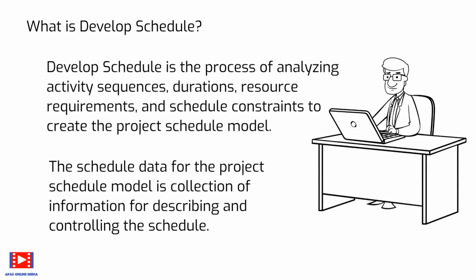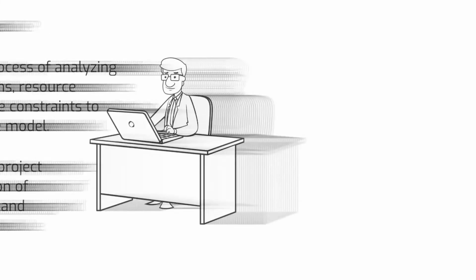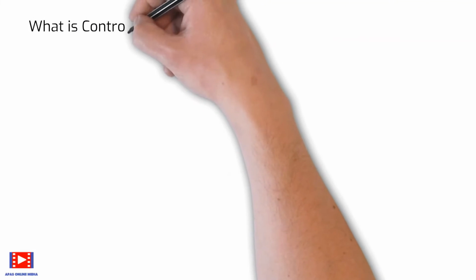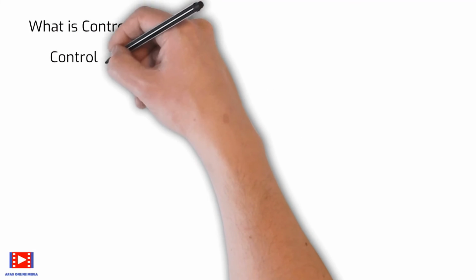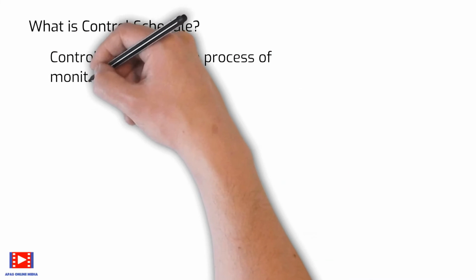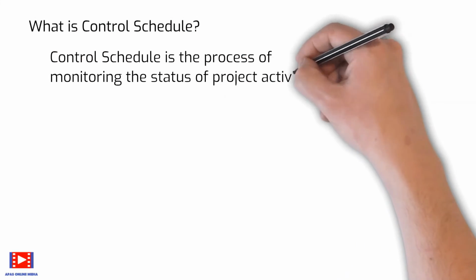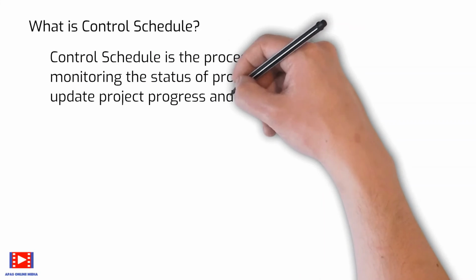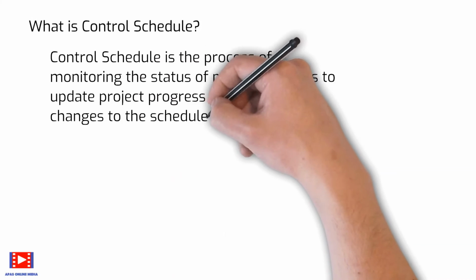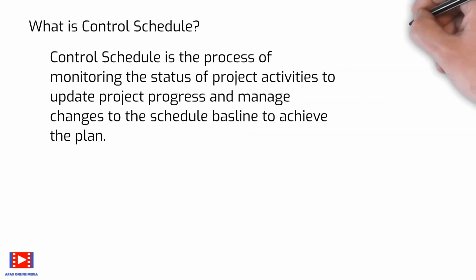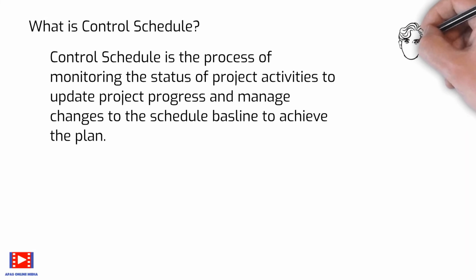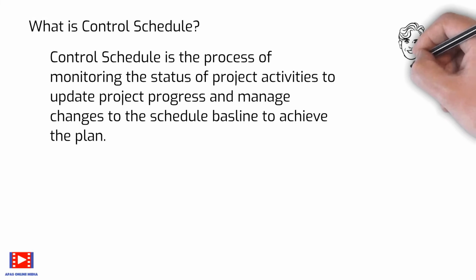What is control schedule? Control schedule is the process of monitoring the status of project activities to update project progress and manage changes to the schedule baseline to achieve the plan. The key benefit of this process is that it provides the means to recognize deviation from the plan and take corrective and preventive actions and thus minimize risks.